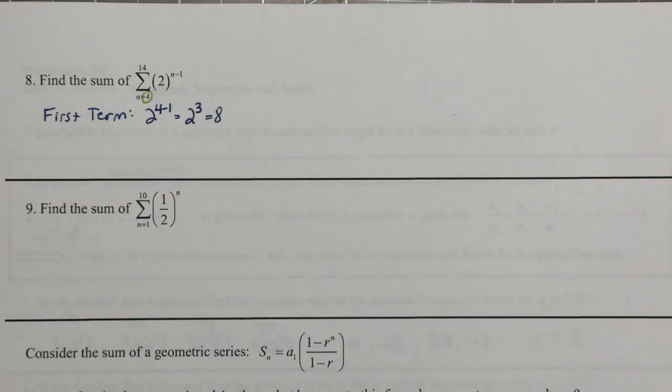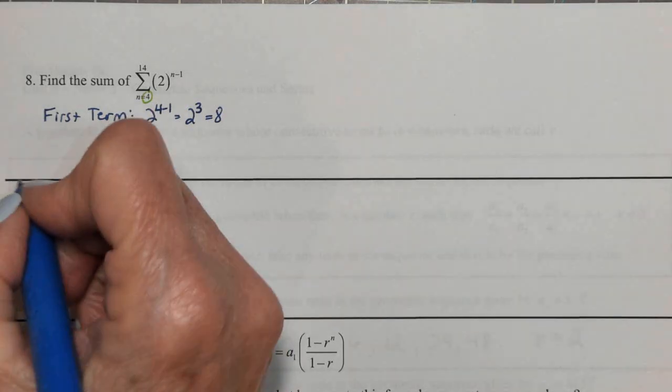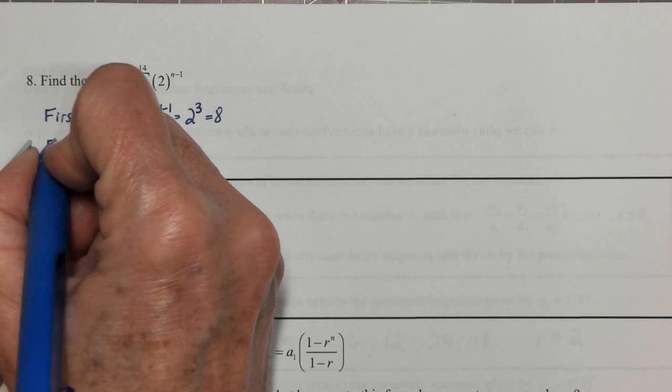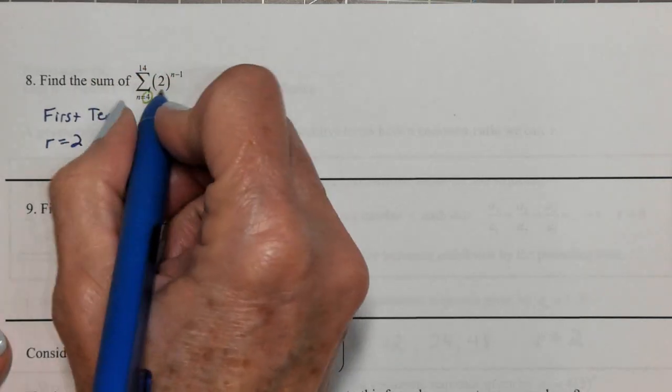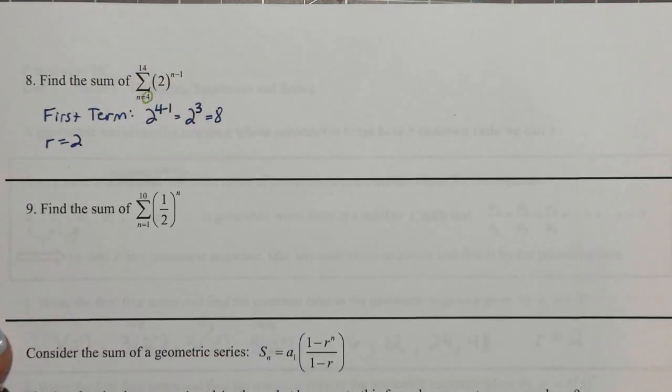Okay? Now for our formula, we also need to know what r is. What is r? Well, r here is 2. It's always very easy to see in a geometric formula.